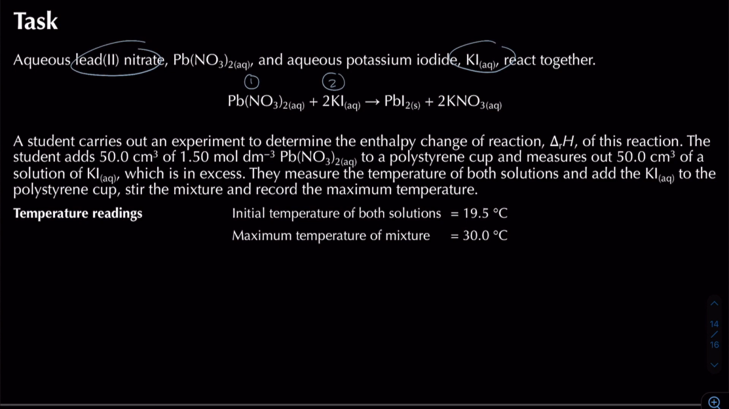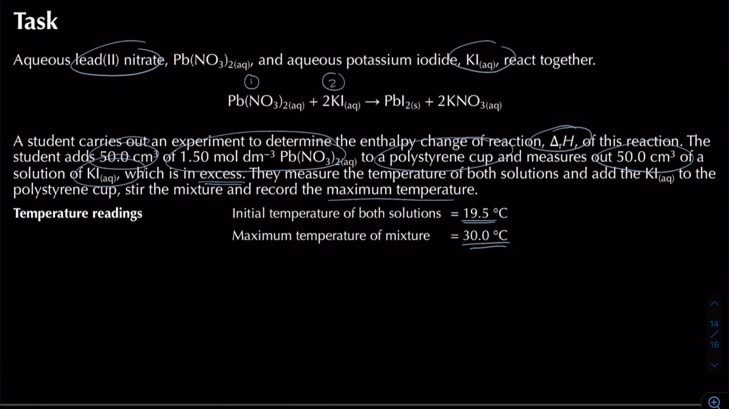Now, in this case, we've got a student and they carry out an experiment to determine the enthalpy change of reaction of this reaction. The student adds 50 centimeters cubed of 1.5 mole per decimeter cubed of lead nitrate to a polystyrene cup and measures out 50 centimeters cubed of solution of potassium iodide, and that's going to be in excess, which is very important because we know we're going to be dealing with lead nitrate in terms of the number of moles. Now they measure the temperature of both solutions and add potassium iodide to the polystyrene cup, stir the mixture and record the maximum temperature itself as well. Now you can see here they've got temperature change going from 19.5 to 30 degrees Celsius.